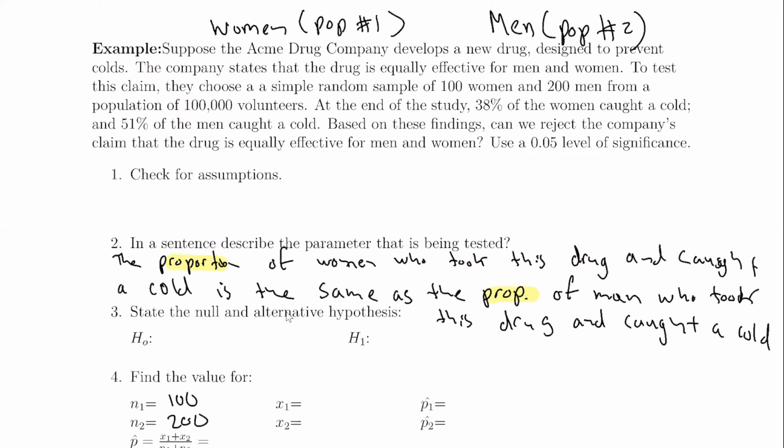So how many women caught a cold? 0.38. What percentage of men caught a cold? Yeah, so 0.51. All right, everybody good with how we got 0.38 and 0.51 for p hat of 1 and p hat of 2?